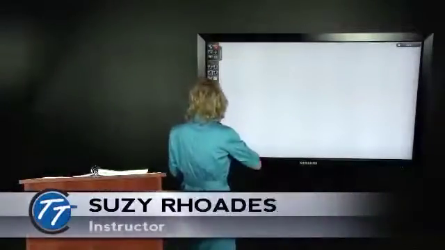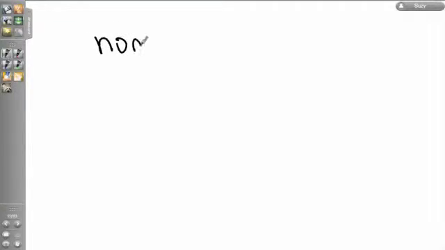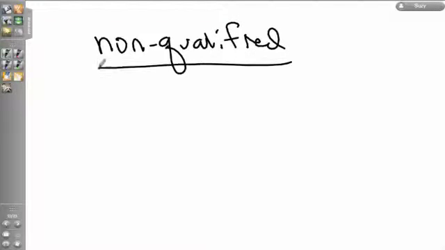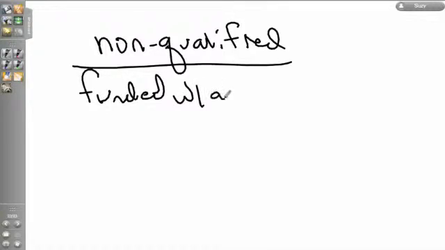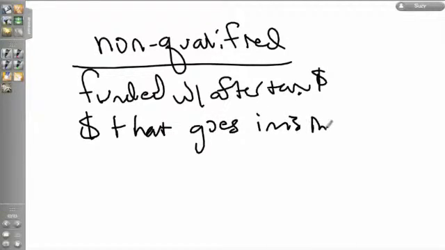We know that when we're in an annuity, for the purposes of this section, we're in what's called a non-qualified annuity. A non-qualified annuity means that it is funded with after-tax dollars. So the money that you put in is your cost basis. Money that goes in is in after-tax dollars.